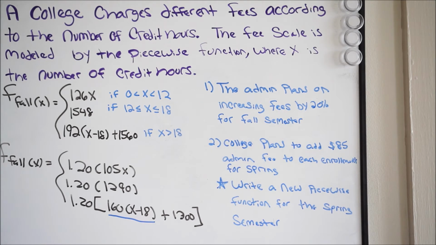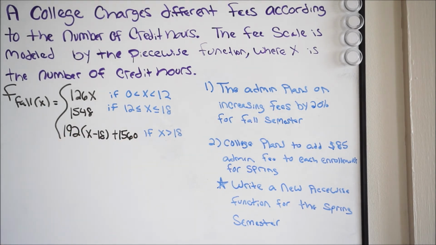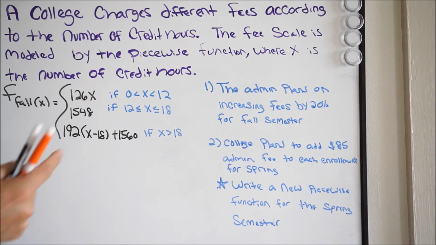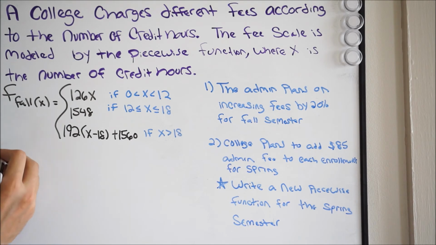We now just have to take into account the new fee for the spring, and that will give us the function for the spring. So let's go ahead and erase this. And let's read number 2. It says, the college plans to add an $85 admin fee to each enrollment for spring. So all you have to do here, again, your rules are not changing. Remember, this is representing credit hours. We just have to add 85 to each one of these, and that will be it. So let's go ahead and do that. Our function for the spring will be the following.